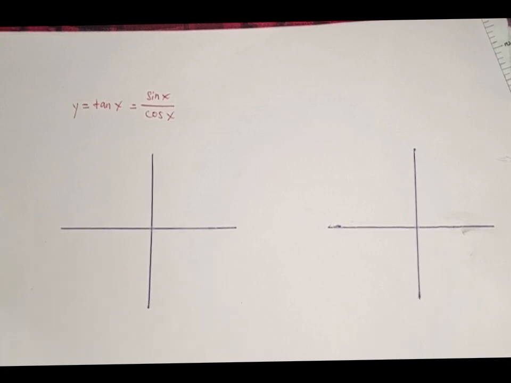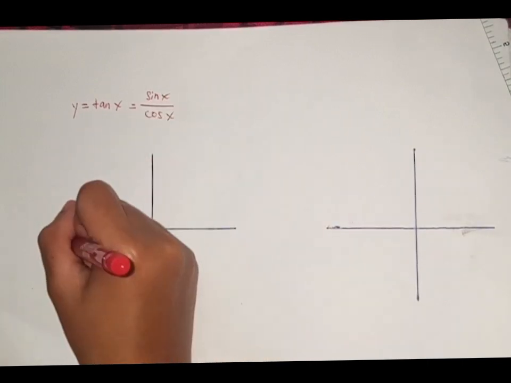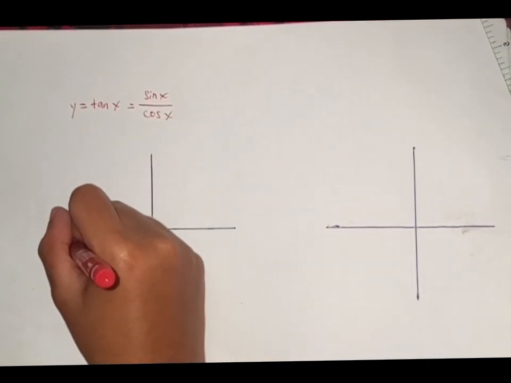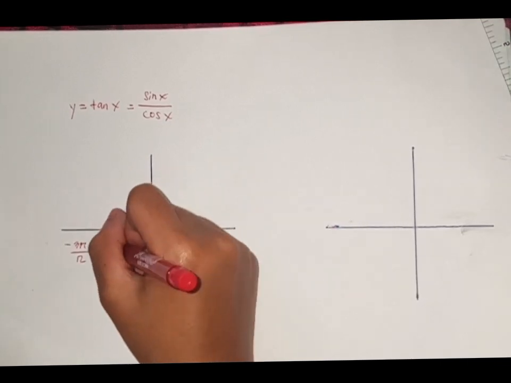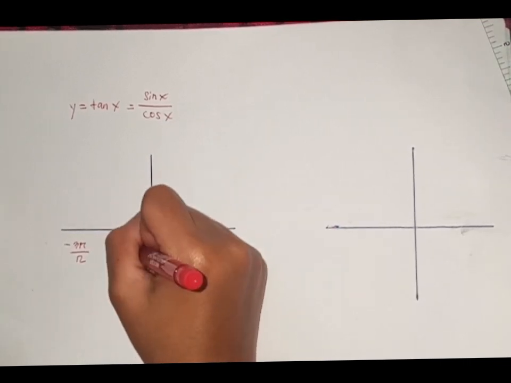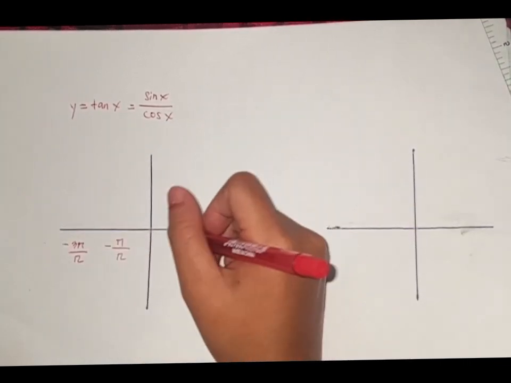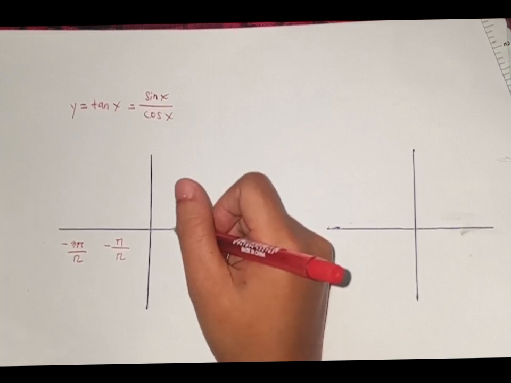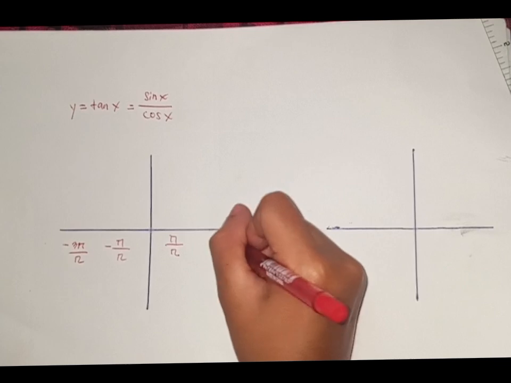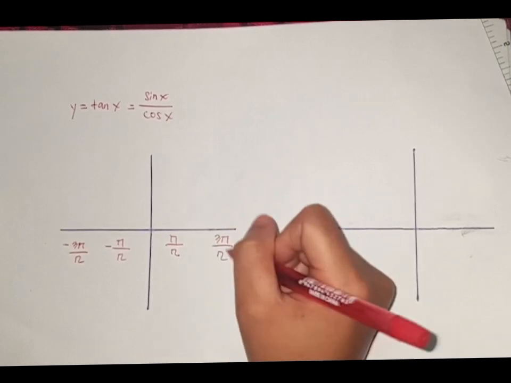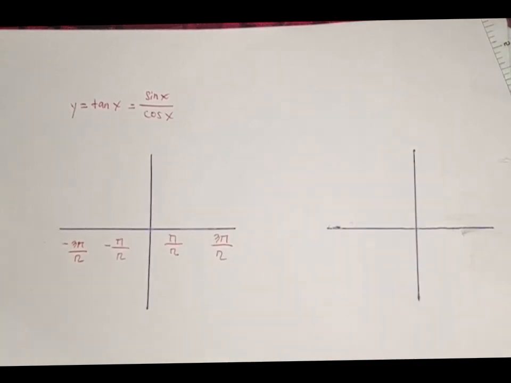So cosine is 0 at the following points: negative 3 pi over 2, negative pi over 2, positive pi over 2, and 3 pi over 2. Since tan of x is undefined at these values, we draw a vertical asymptote at these points to mark the boundaries where the function does not exist.